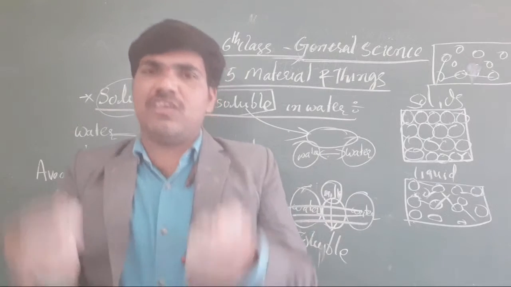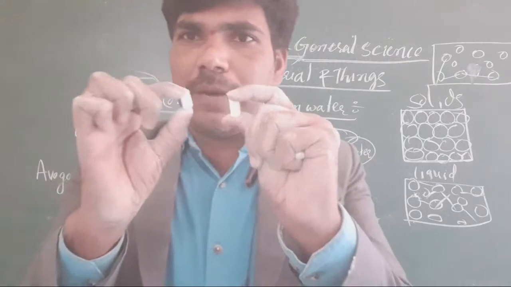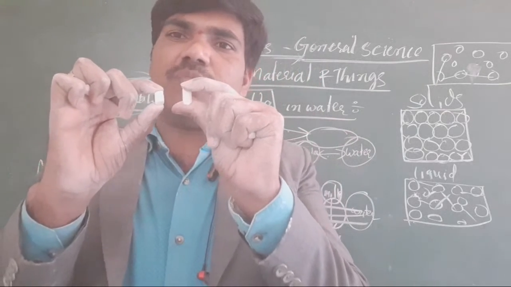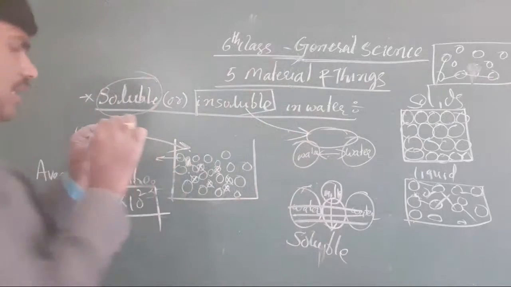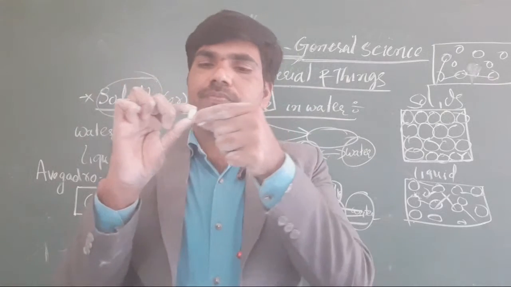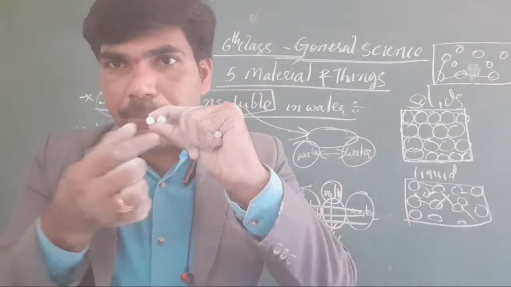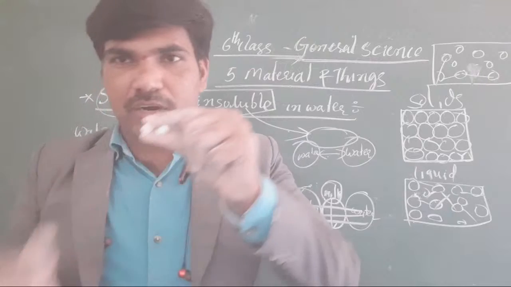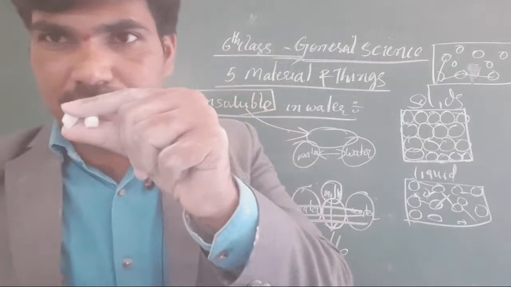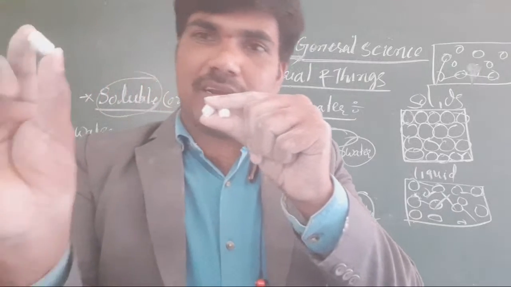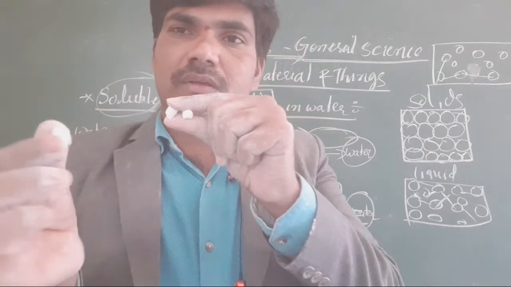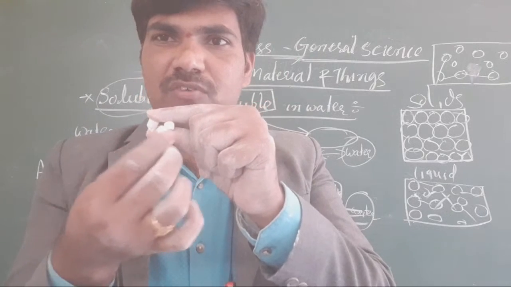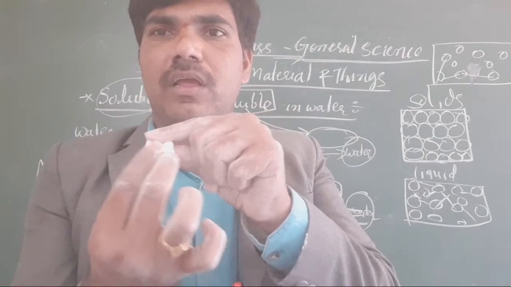Suppose these are two water particles. Imagine how much space is there, this much of space is there. This is the gap between one water particle and another water particle. Now this is another substance. Is it fixed in it? No, it is not fixed, that's why it is not soluble. Clear or not, all of you?